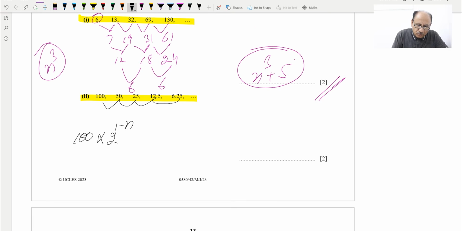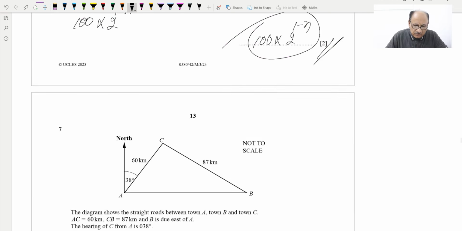If we take n is equal to 2, it will be 1 minus 2, which is minus 1. So 100 divided by 2 will be 50. So this will be working. So our answer will be 100 into 2 raised to 1 minus n. This is how we can reach the answer.